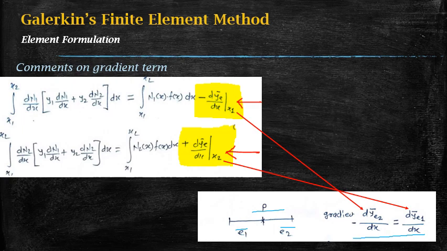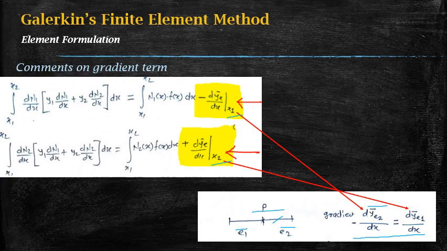For example, consider, as shown here, internal node P. So dy bar E2 by dx evaluated at local node number 1 of element number 2 should be equal to plus dy bar E1 by dx evaluated at local node number 2 of element number 1. So they should cancel each other. That's what I want to say.